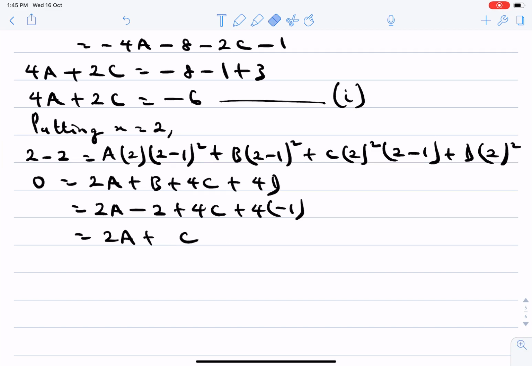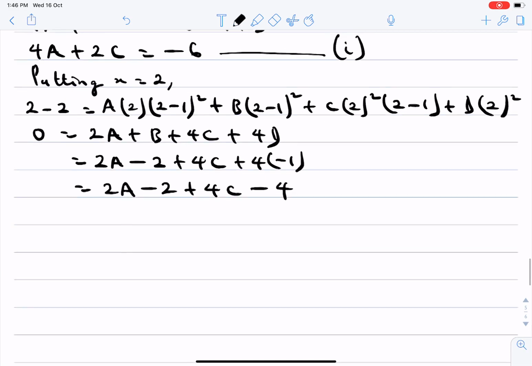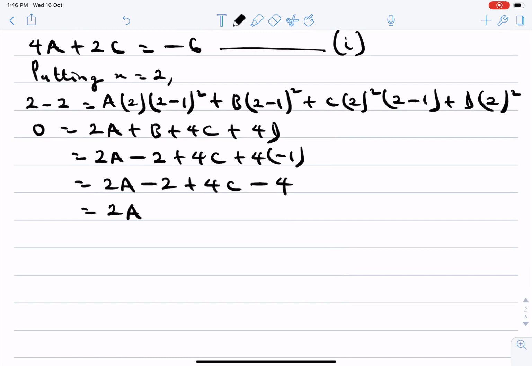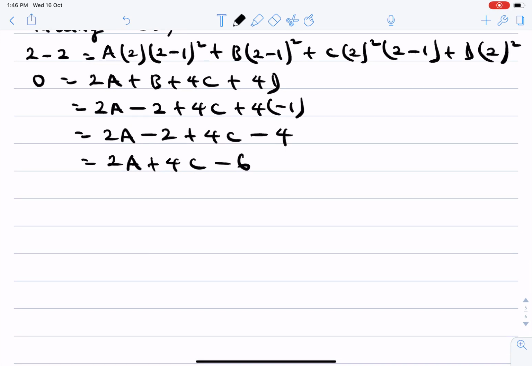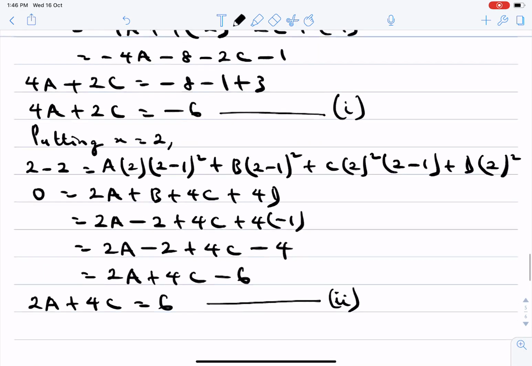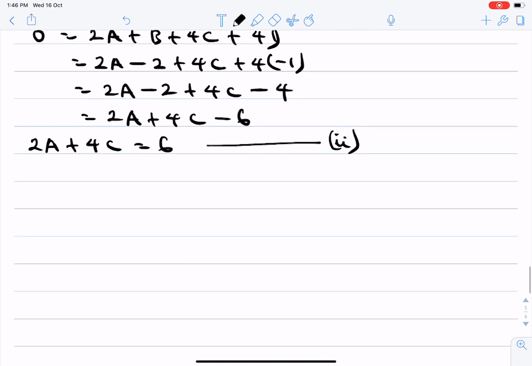Now let me write that line. 2a minus 2 plus 4c minus 4, which means 2a plus 4c minus 6. And if I bring minus 6 to the left hand side, I'm going to have 6 equals 2a plus 4c, which is the same as 2a plus 4c equals 6. That is equation 2. Now I can solve 1 and 2 simultaneously for the values of a and c.